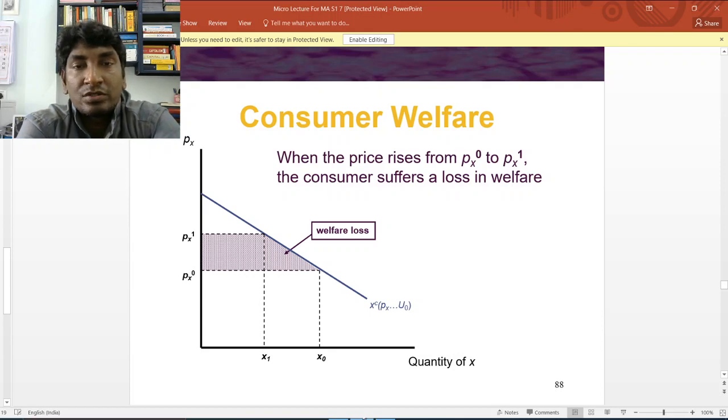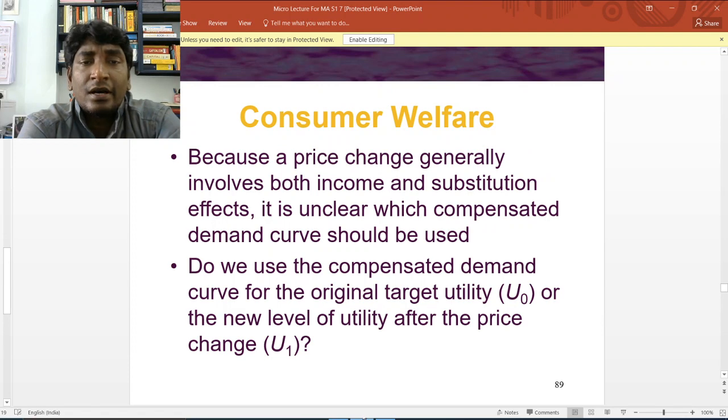So this is the whole idea which we discussed. Now when you have a situation, if it is Px0 to Px1, and if it is a curve, a straight line, we definitely do have a welfare loss from this case. Because a price change generally involves both the income and substitution effect, it is unclear which compensated demand curve should be used. So this is one way of looking at the problem.